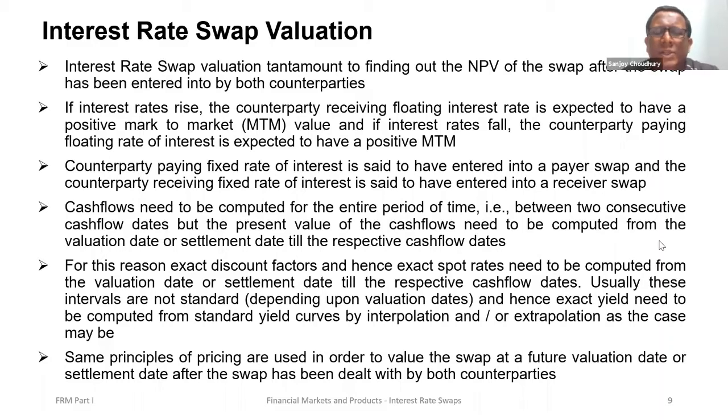And usually these intervals are not standard depending upon the valuation date. Hence exact yield needs to be computed from the standard yield curves by interpolation or extrapolation, as the case may be. The same principles of pricing are used to value the swap at a future valuation date or settlement date after the swap has been dealt with by both counterparties. This is very essential when you discuss potential future exposure, because you need to find out the value of your swap at a future date as well. This will come under the counterparty credit risk part.